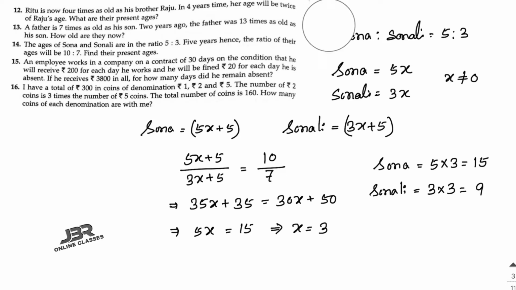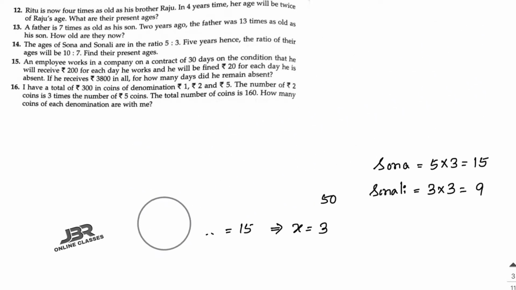Okay, now next, sum number 15. Here in sum number 15, an employee works in a company on a contract of 30 days on the condition that he will receive 200 for each day he works. He will be fined rupees 20 for each day he is absent. If he received 3800 in all, for how many days did he remain absent?